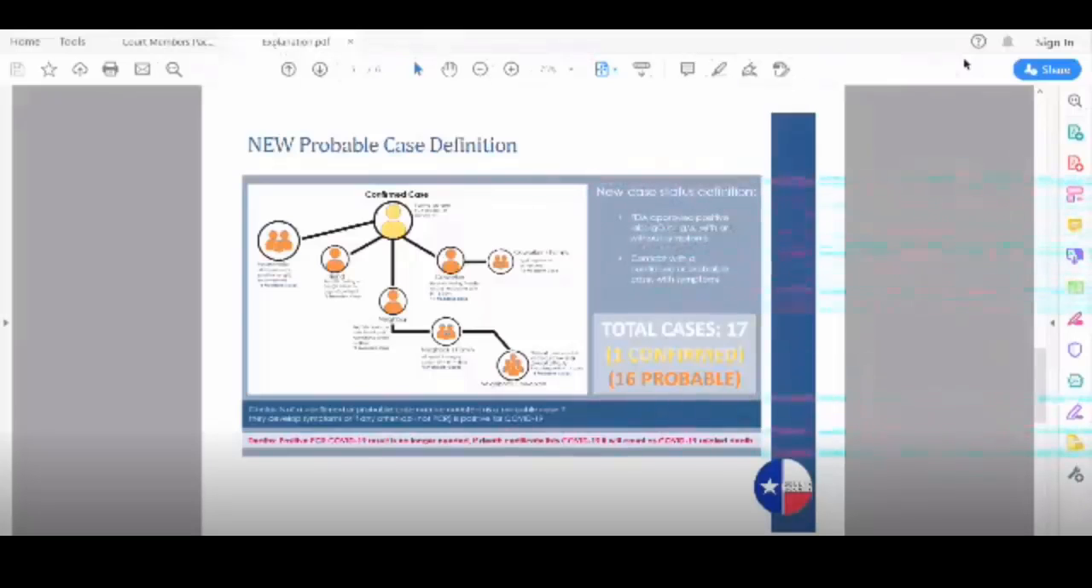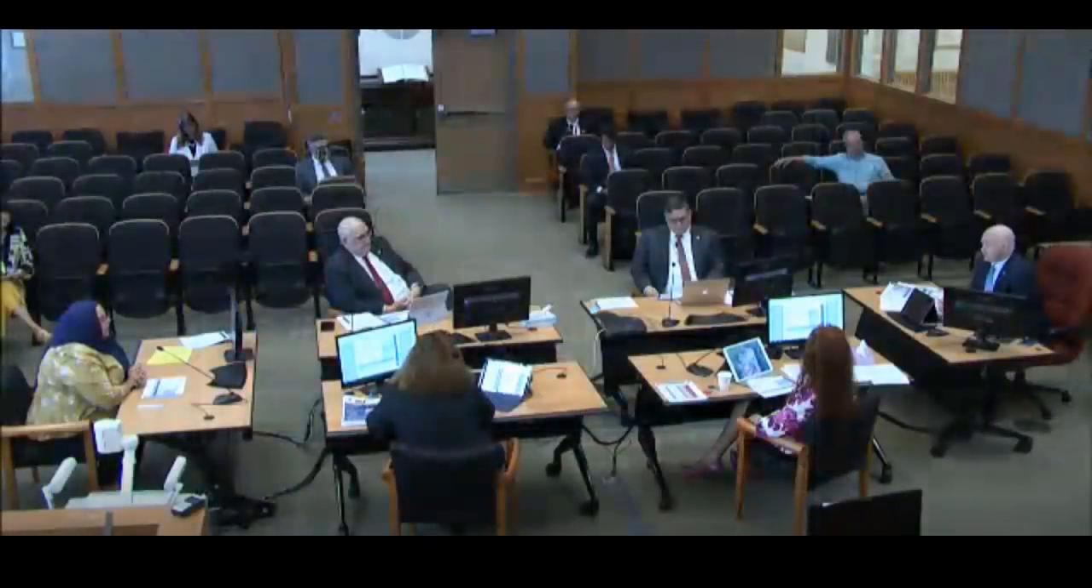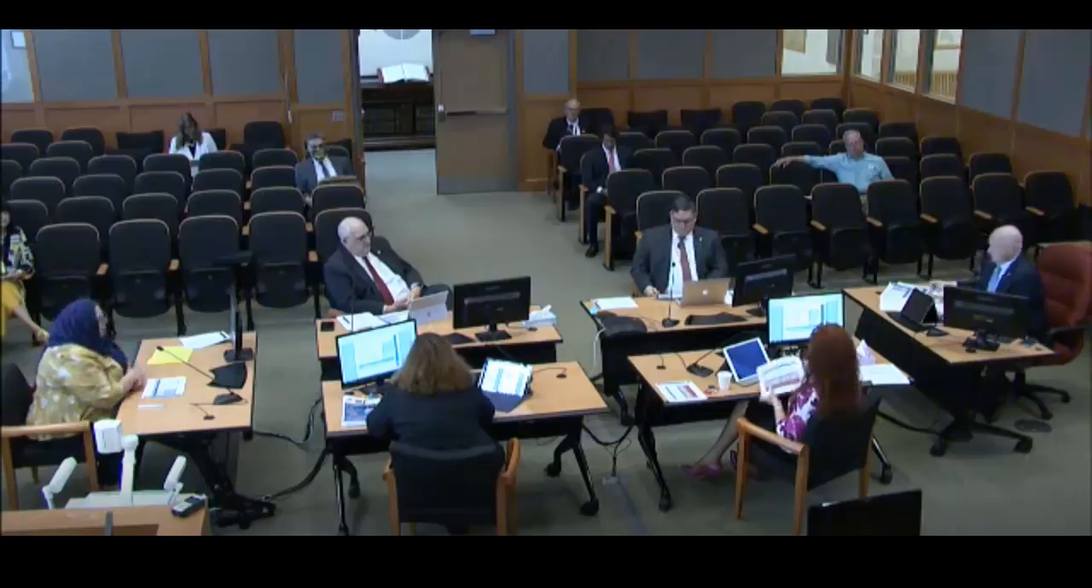So, very good, thank you for that. Just to recap, this has the potential to be a very significant event for us here in Texas and here in Collin County, as the state now has elected to adopt this new probable definition.